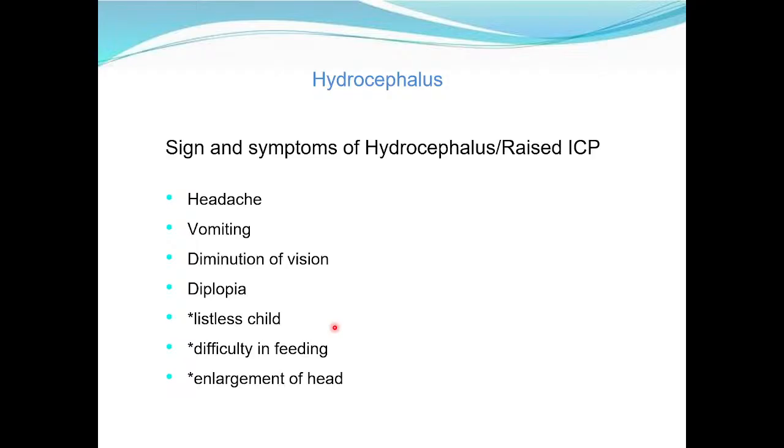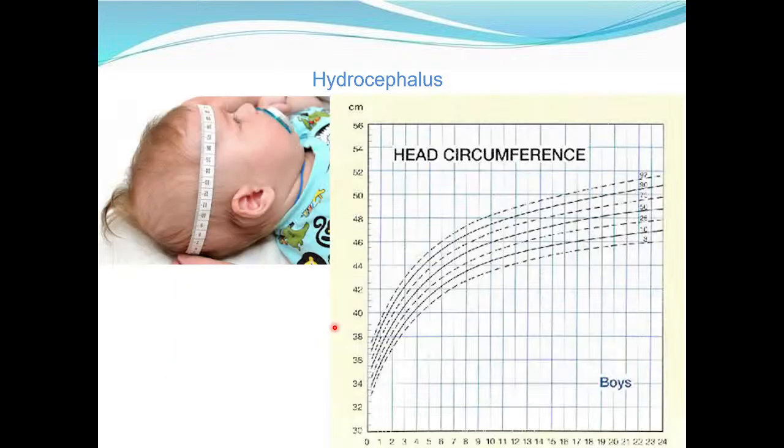So, what are the signs? Headache, vomiting, diminution of vision, diplopia. In children, the child is listless, cries every time, has difficulty in feeding, and enlargement of the head. This is an image of a baby. How can we measure?